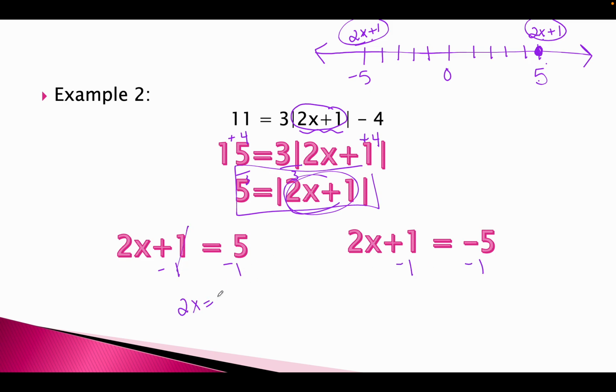To get x equals, x would have to be 2 in order to make this quantity equal to positive 5 spaces from 0. And over here x would have to be negative 3 so that this whole quantity would be negative 5 spaces from 0.